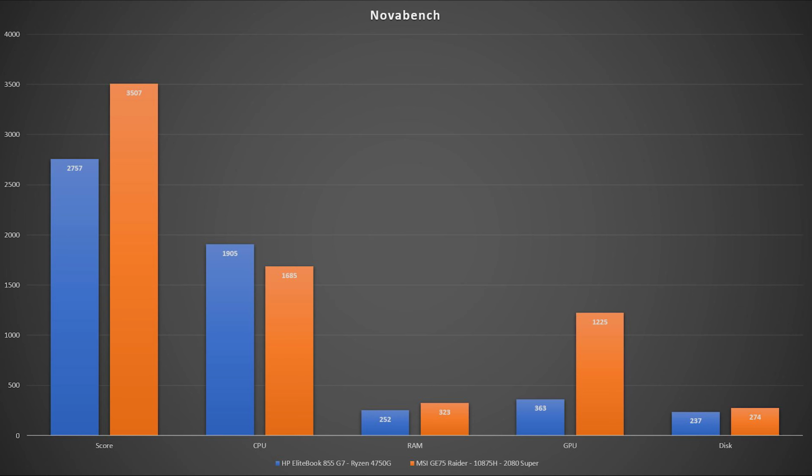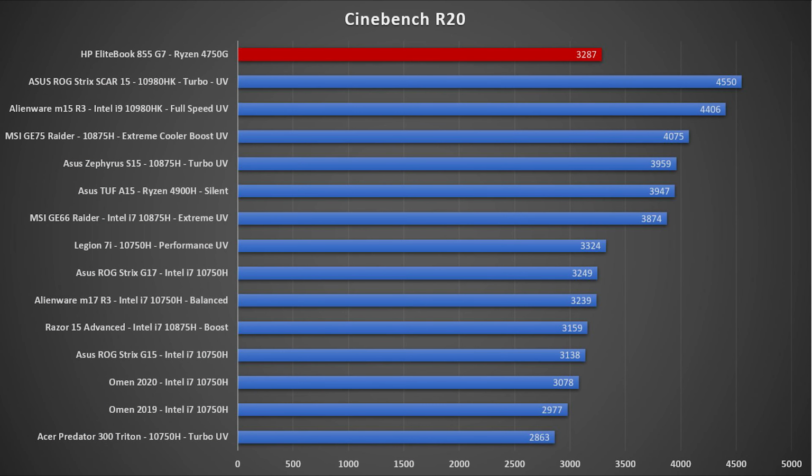Nova Bench, this came in as a general score of 2757, the GE75 Raider at 3507. In Cinebench R20, this came in at 3287 and pretty much is able to edge out any of the 10750Hs that are up there. Keep in mind, that is a much more powerful processor. So this does have some good legs.